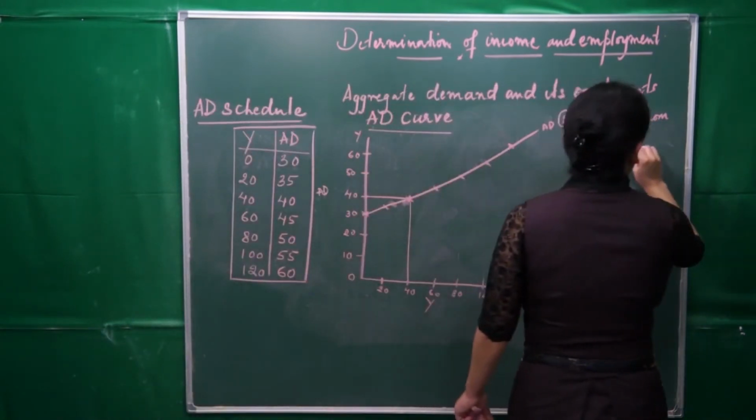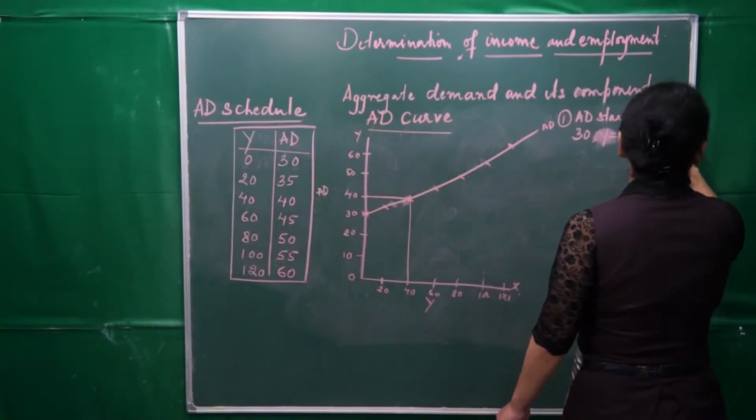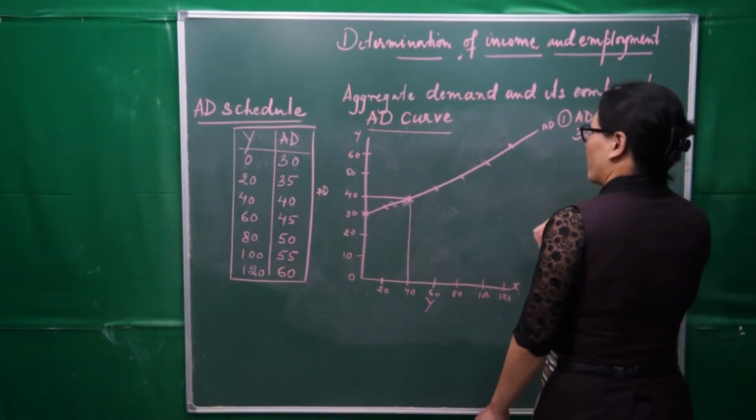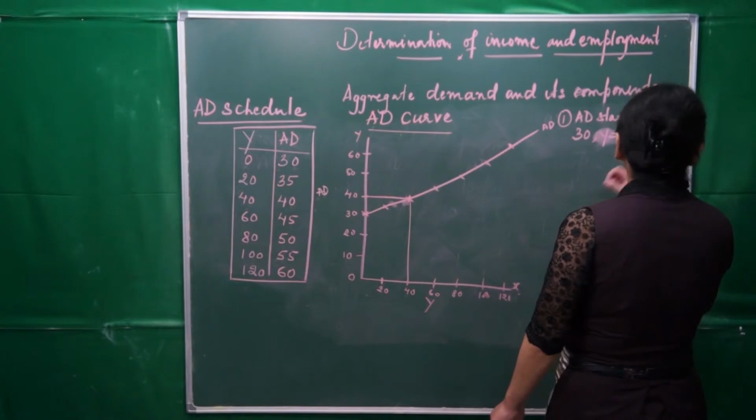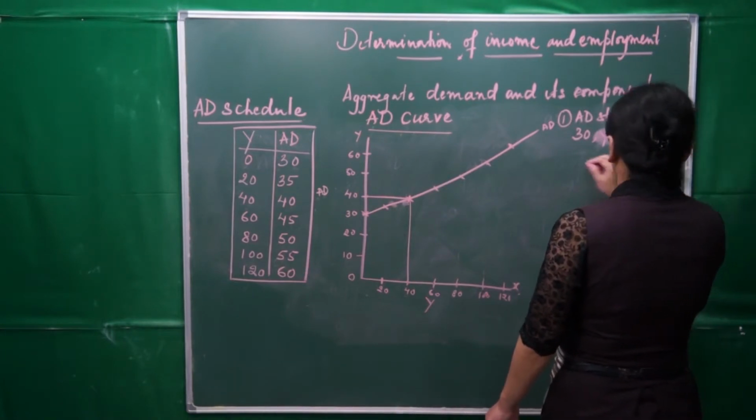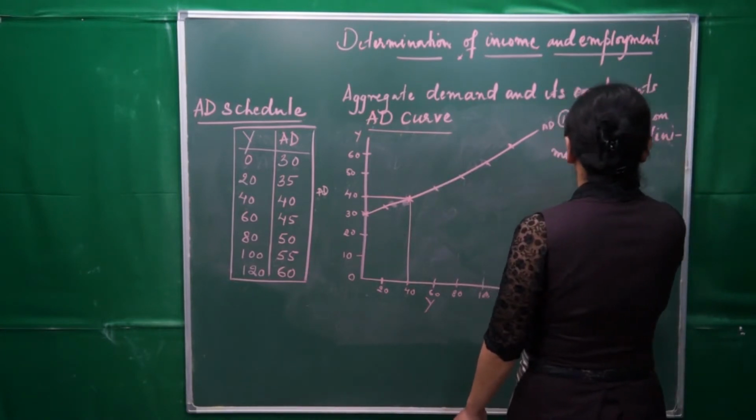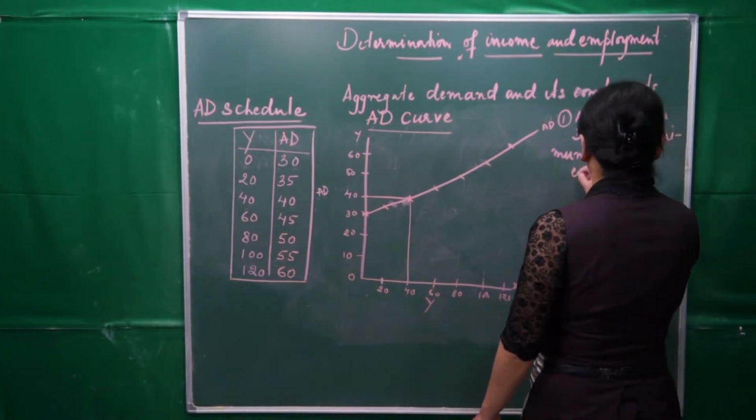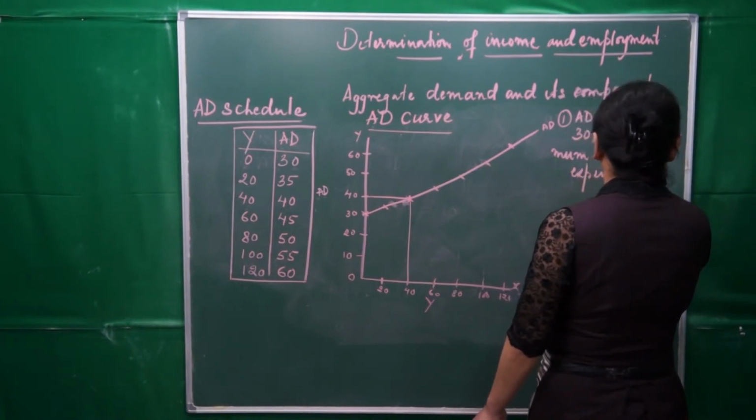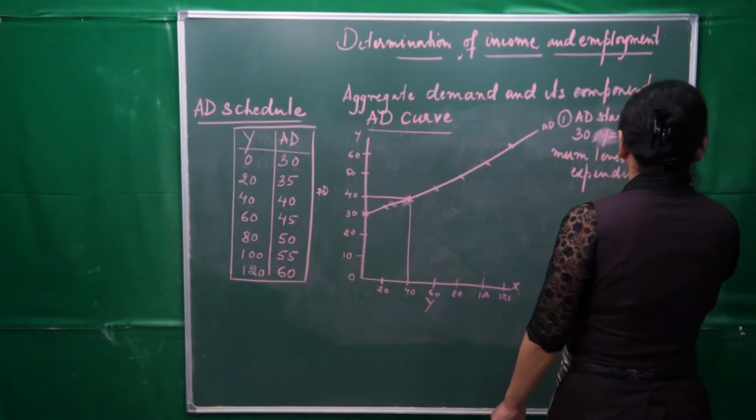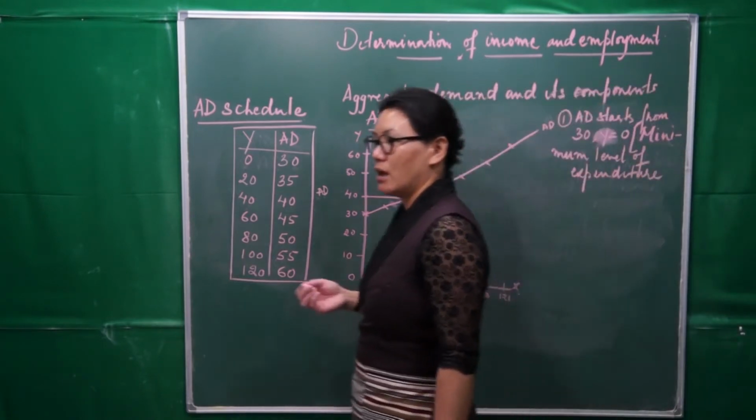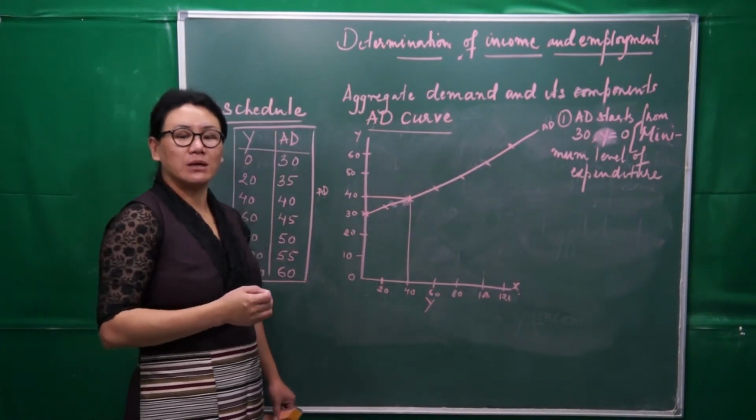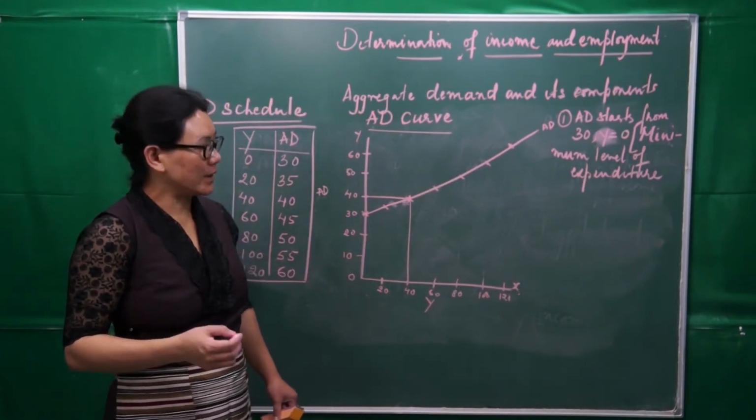So this is what I said before when describing the AD schedule. It is a minimum level of expenditure that the people must and should incur for their survival. All right.